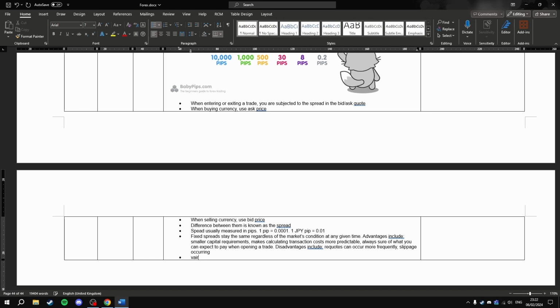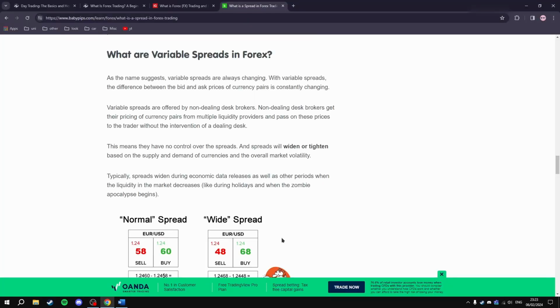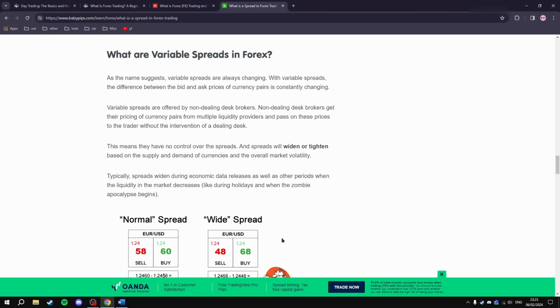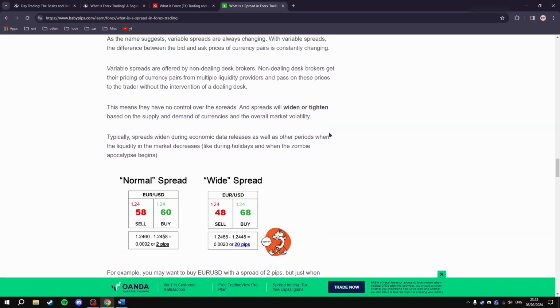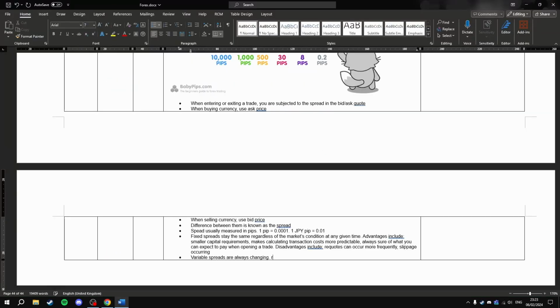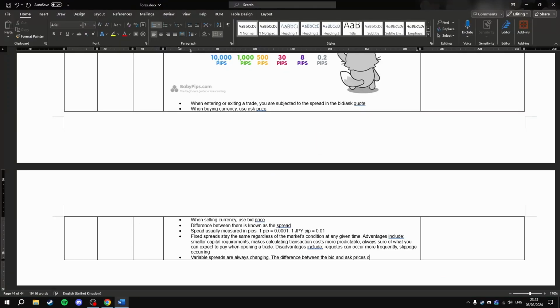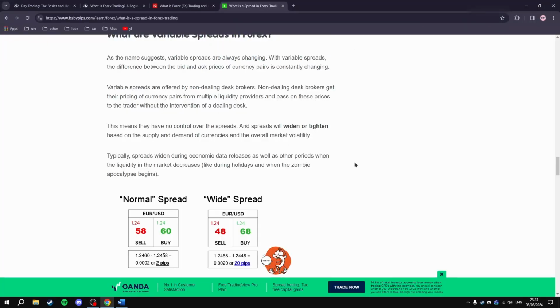Variable spreads are always changing. The difference between the bid and ask price is constantly changing. Variable spreads are offered by non-dealing desk brokers.